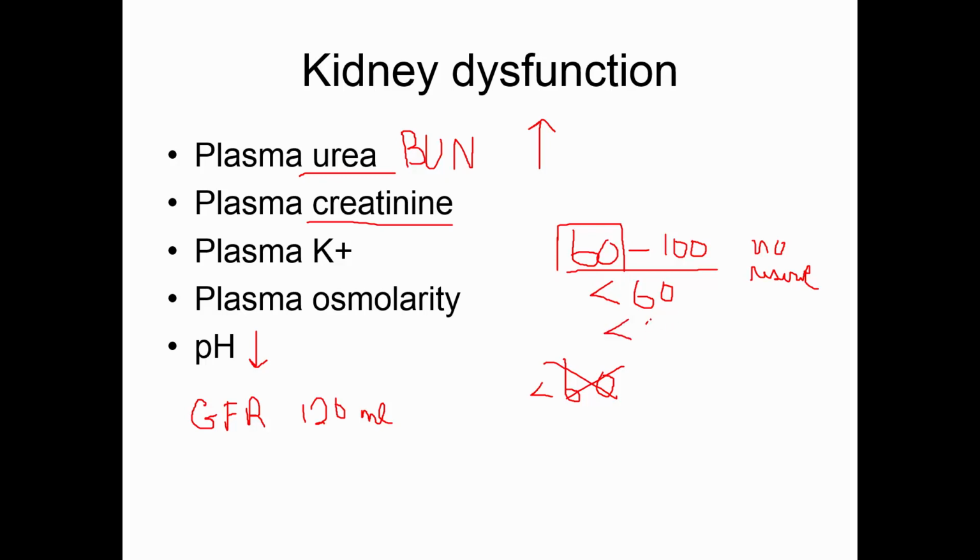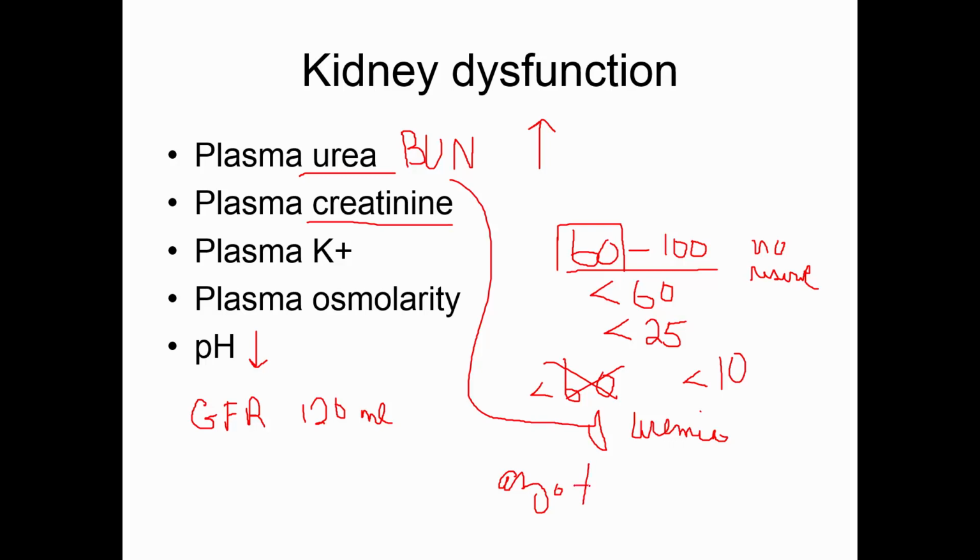If your GFR is less than 25, then you're definitely in renal failure and end-stage renal failure. And then if your GFR is less than 10, then you're going to have a condition called uremia. Now, uremia is elevated BUN. If we're talking about nitrogenous wastes in general, there's another term, azotemia. So that's all your nitrogenous wastes. Uremia specifically refers to urea.